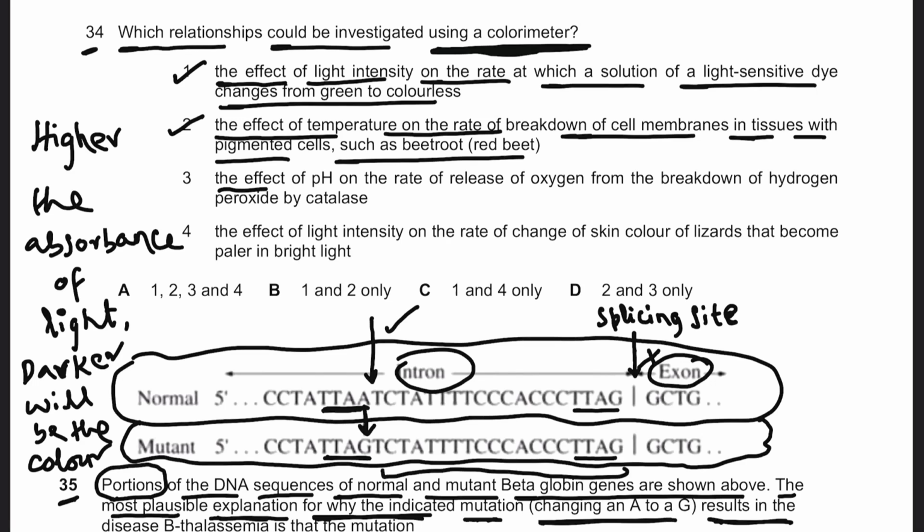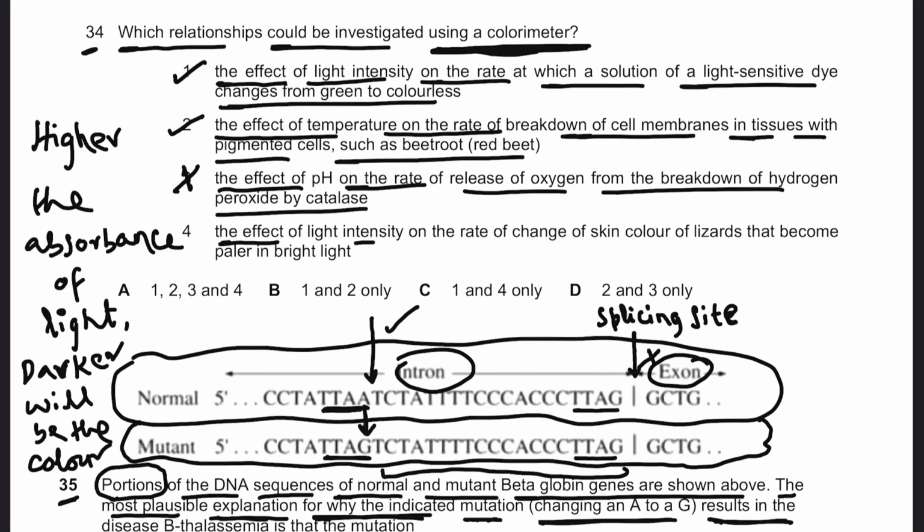The effect of pH on the rate of release of oxygen from the breakdown of hydrogen peroxide by catalase. Guys, this relationship cannot be tested using a colorimeter because there is no color change and no colors are involved. Over here, oxygen gas is being released, which is a colorless gas. Okay, let's move on to option 4.